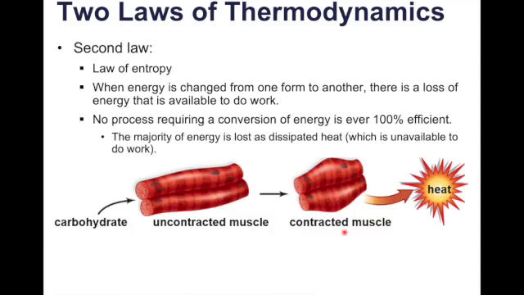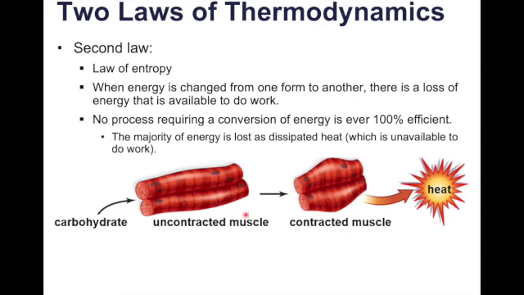The second law is the law of entropy. Entropy is sometimes talked about as the amount of disorder. And so when energy changes from one form to another, there's always a loss of energy that is available to do work. So no energy conversion is 100% efficient. And so the majority of this energy is lost as dissipated heat, right? So when you're doing something, you're also generating heat. And that's that unavailable work. That heat escapes to the atmosphere and it can no longer be captured to do something.